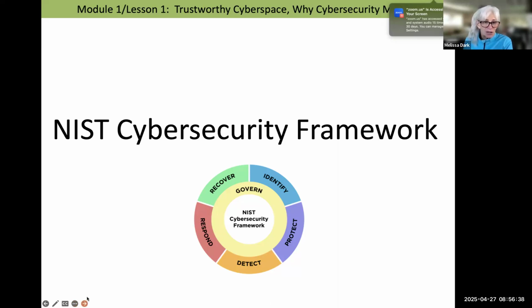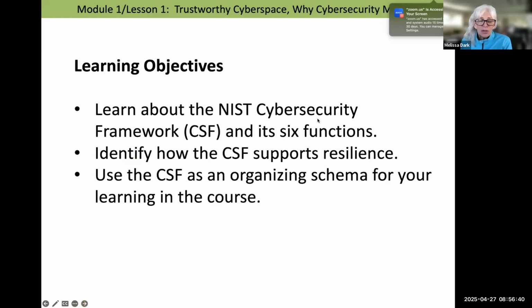At the end of this lecture, I hope that you have learned about the NIST Cybersecurity Framework and know its 6 functions. I hope that you're able to identify how the framework supports resilience. And I chose to do this as a lecture instead of just have you read about it because it's important to me that you use this framework as an organizing schema for your learning throughout the course. And so I'm going to try to foreshadow some of that in this short lecture.